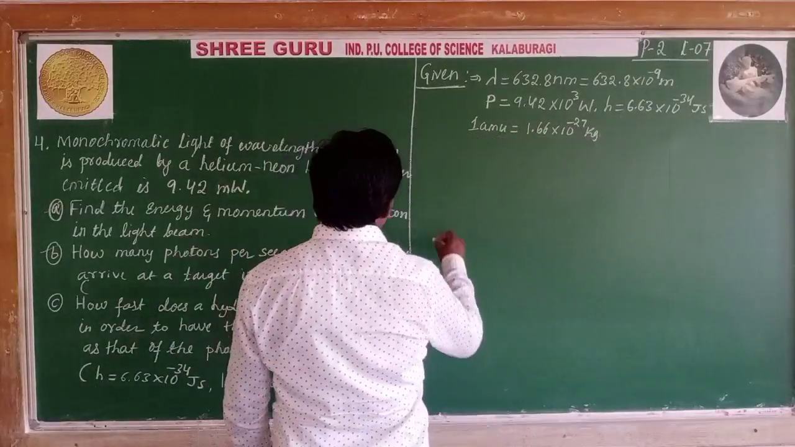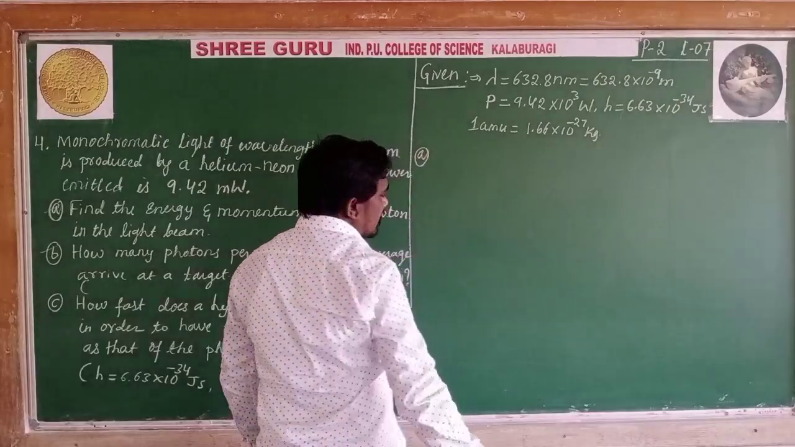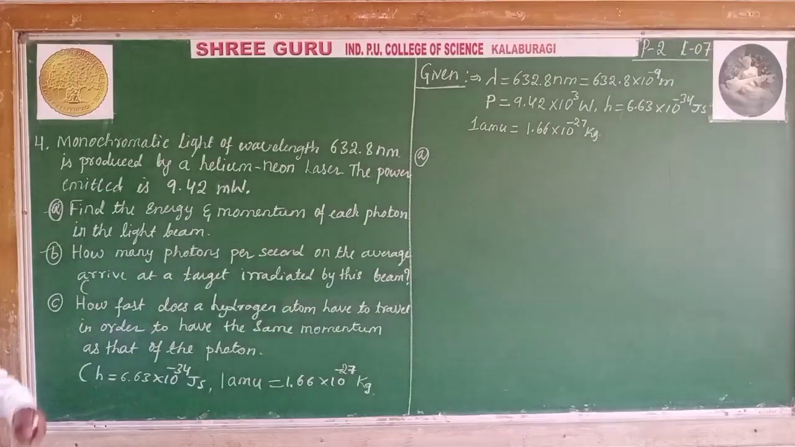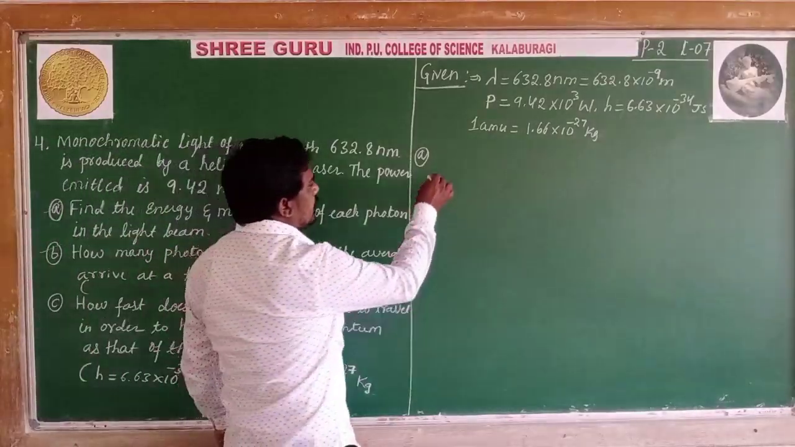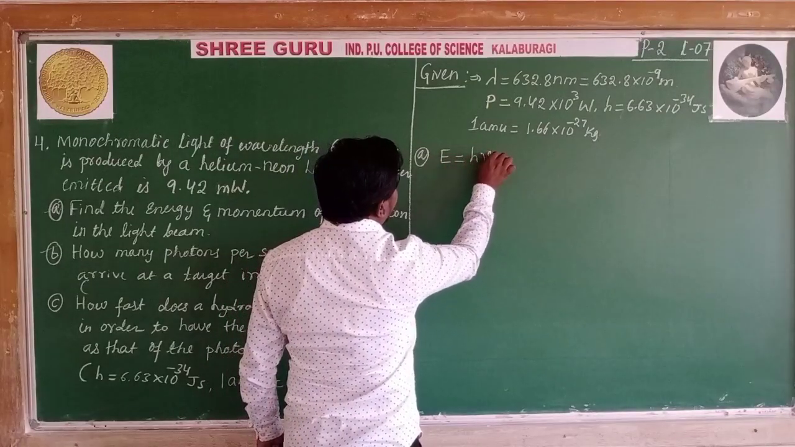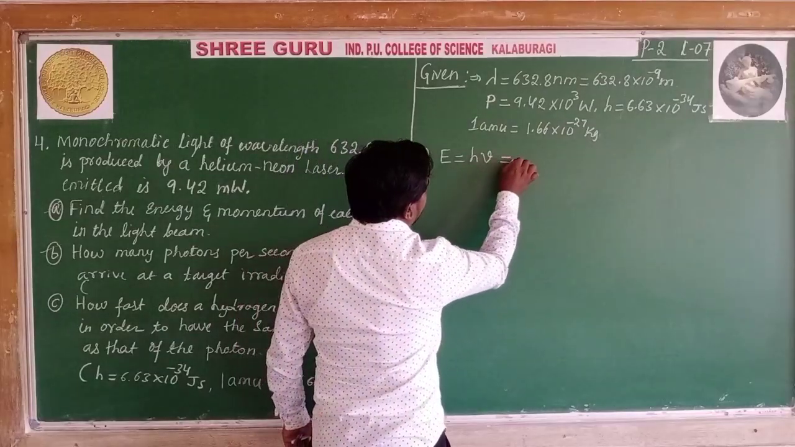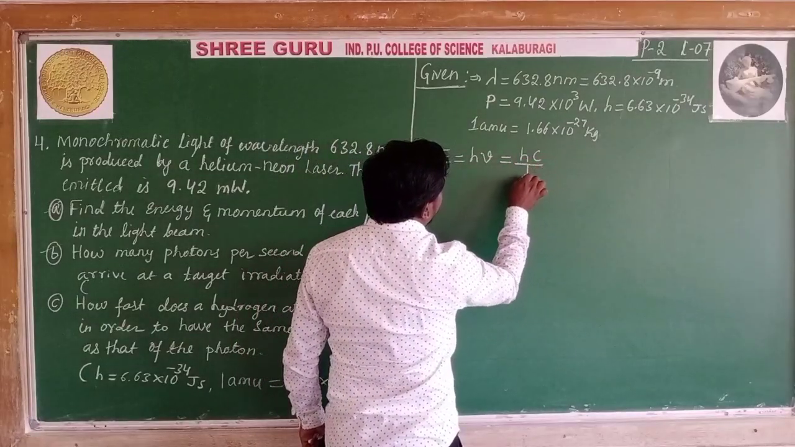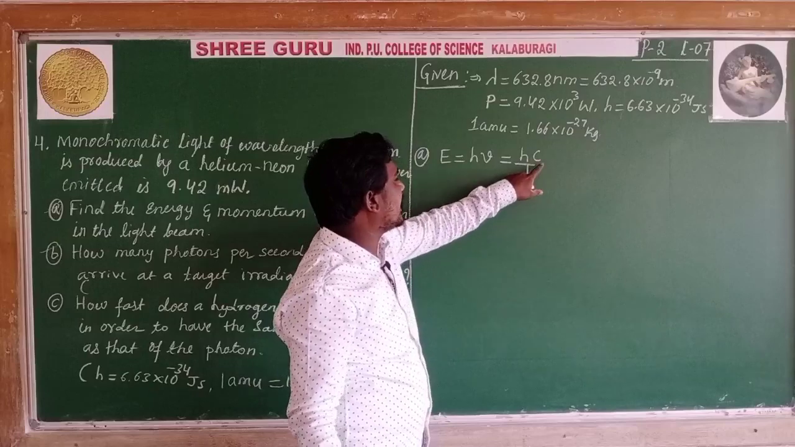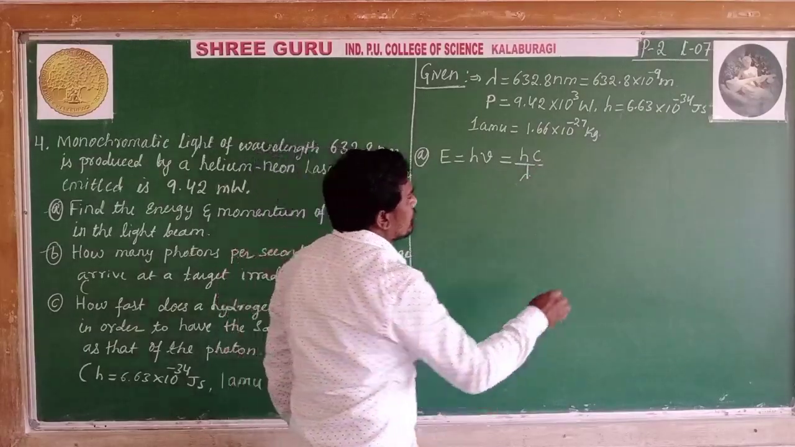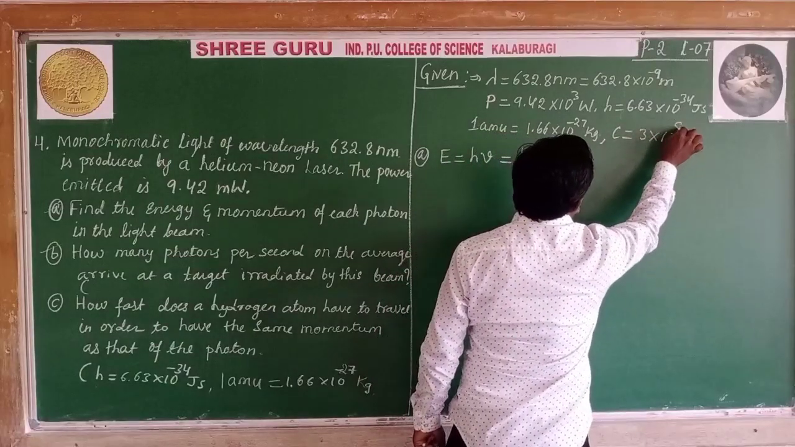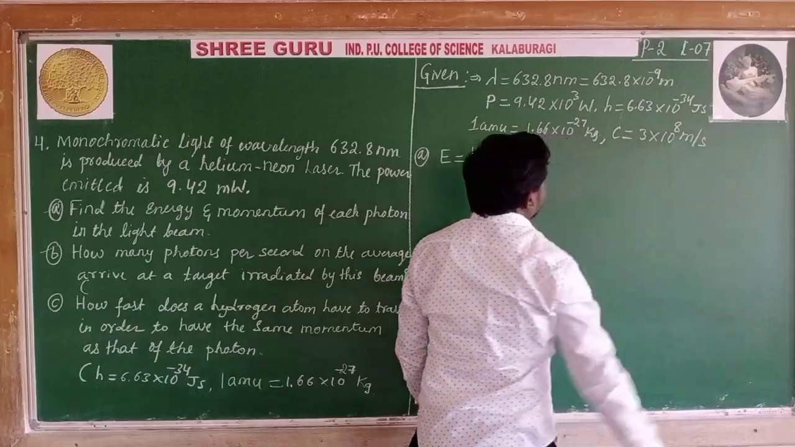First we should find the energy. What is the formula for energy? Energy of a photon, we studied in the characteristics, is h nu. We can also write nu as c by lambda. This is just a conversion. What is c? c is the velocity of light, that is c equal to 3 into 10 to the power of 8 meter per second.